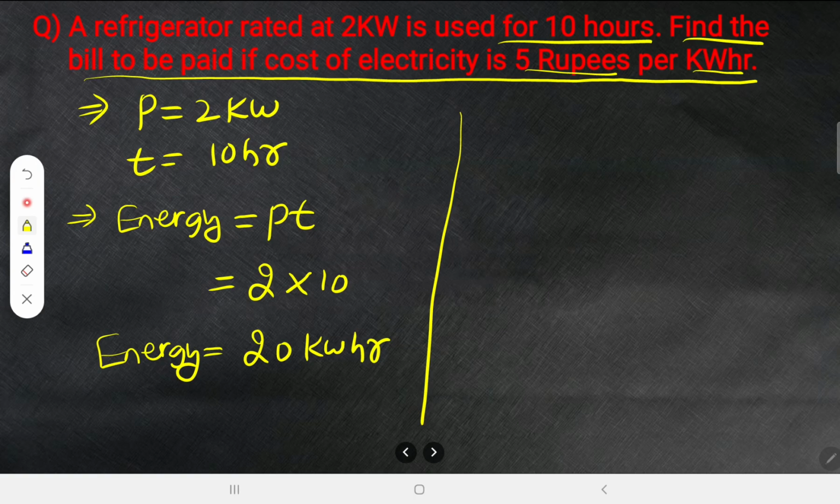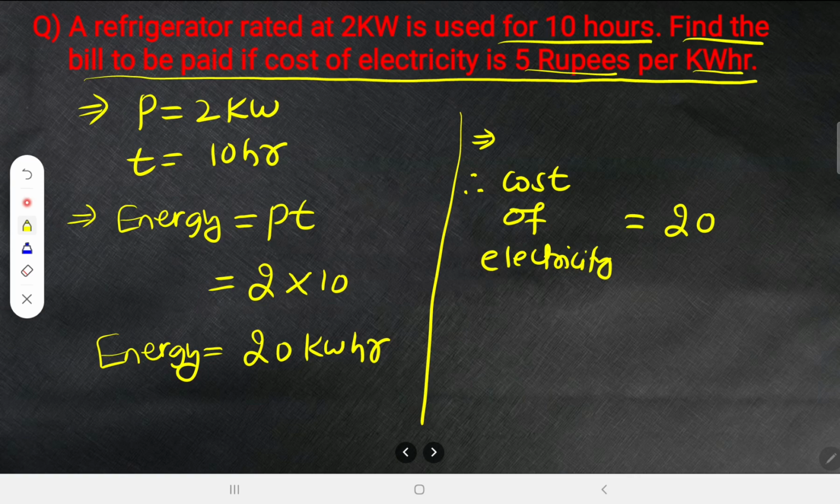Now for 1 kilowatt hour, we have to pay 5 rupees. Therefore, cost of electricity is equal to 20 kilowatt hour we have used, and for 1 kilowatt hour 5 rupees, so totally it becomes 100 rupees. So the cost of electricity is 100 rupees. We have to pay the bill of 100 rupees. This is how we pay the bill.